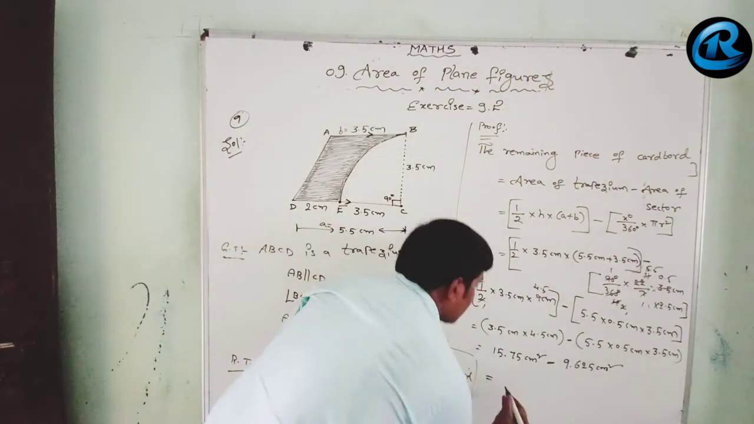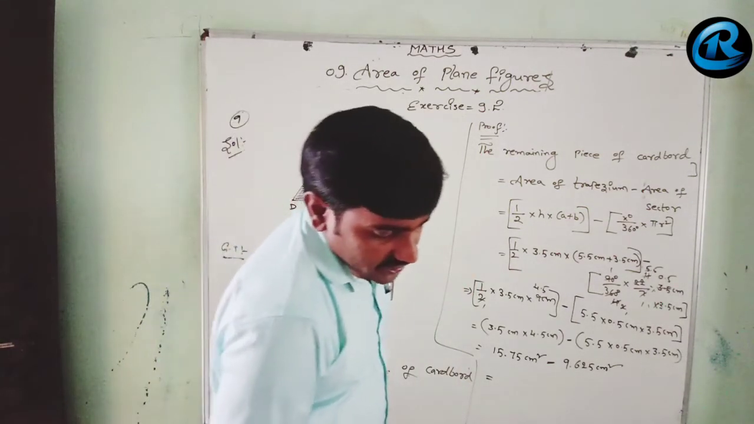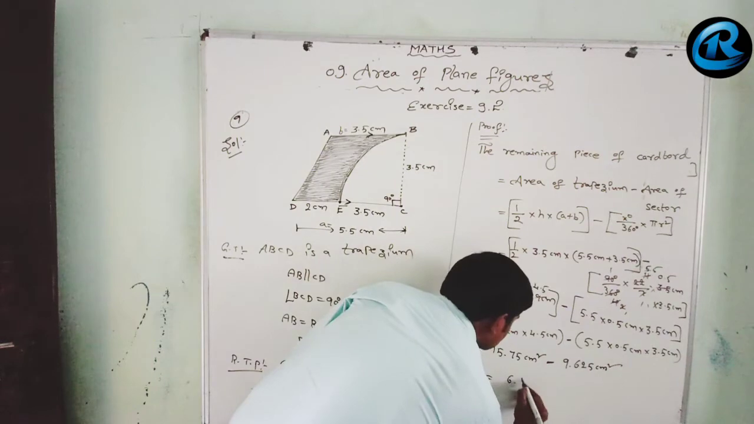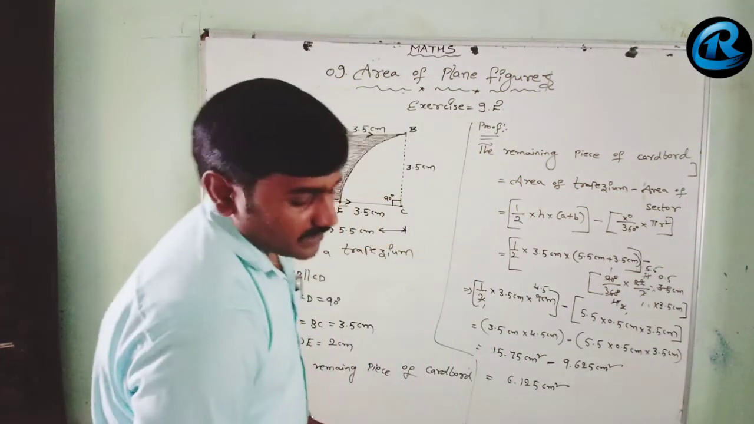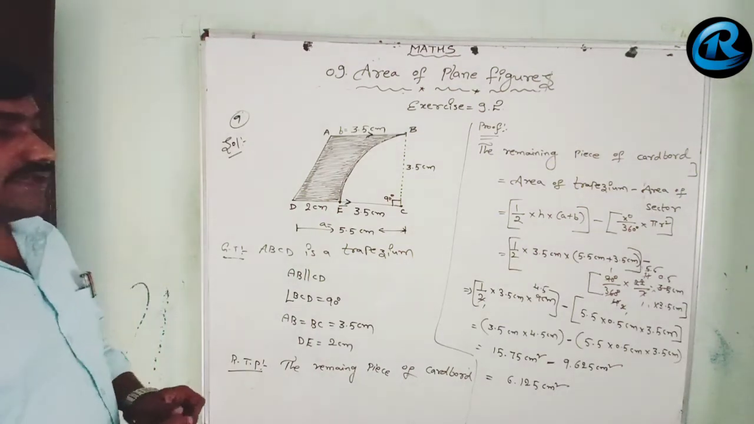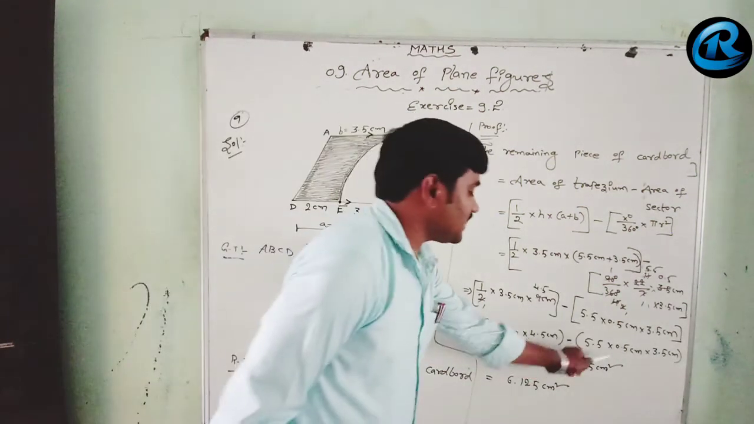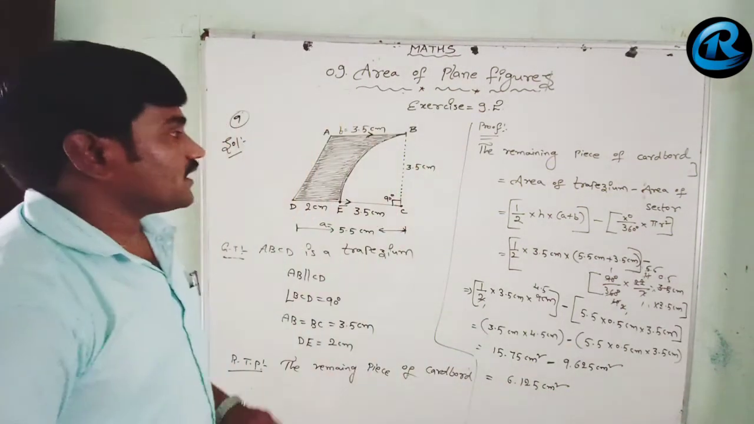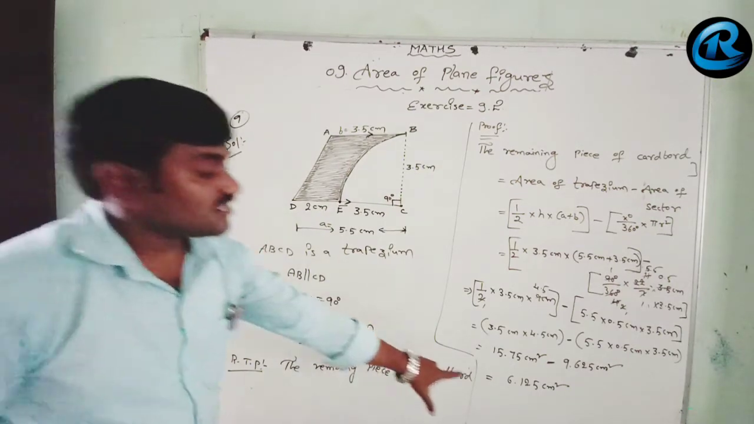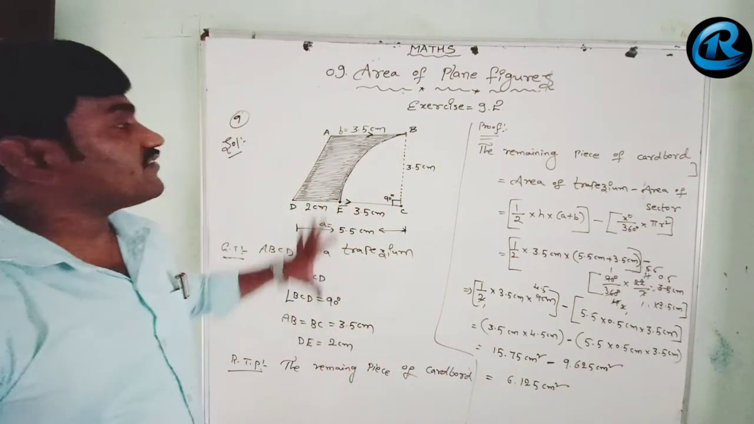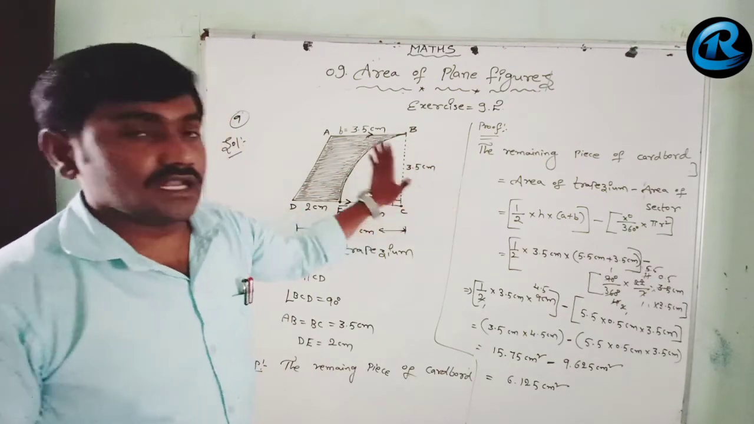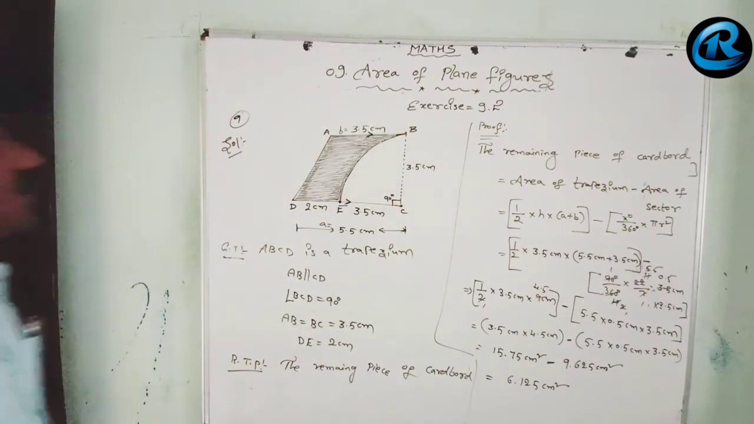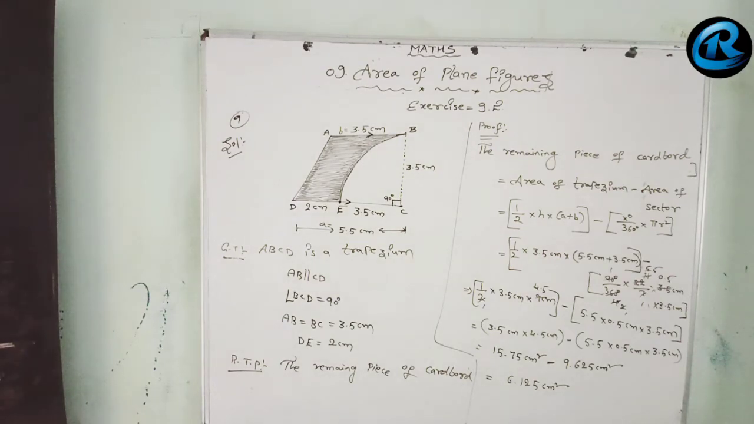So by subtracting both, we get 6.125 centimeter square. Yes, 6.125 centimeter square. If you multiply and check the answers, you will get the same. This 6.125 is the area of the remaining cardboard after removing this quarter circle.